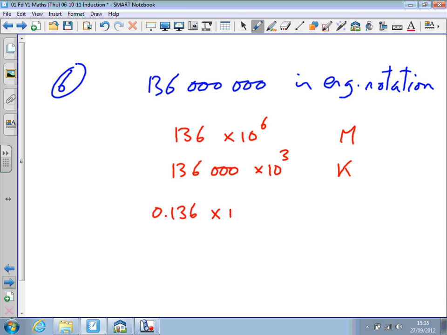Right, times 10 to the 9, yes, which is giga, whatever it is we're talking about. So there's no one answer to that. The only thing is, is my power a multiple of 3? If it is, then it's in engineering notation. If I was working with computers a lot, I might well want to know that's 0.136 gigabytes rather than 136 megabytes. So it all depends on the situation.